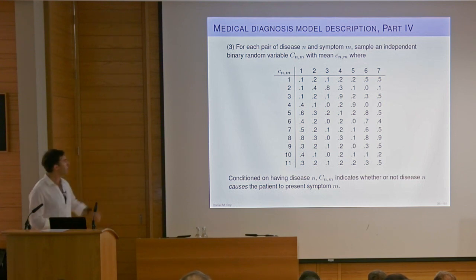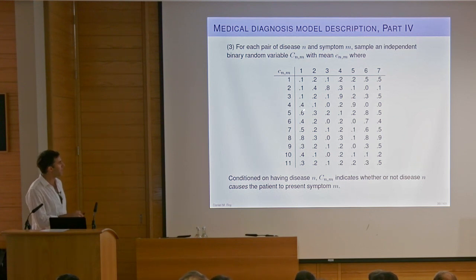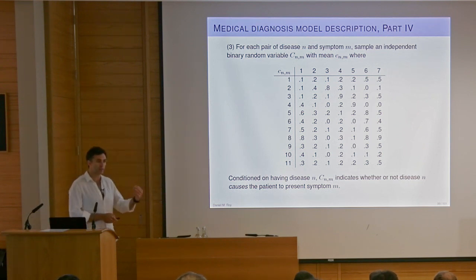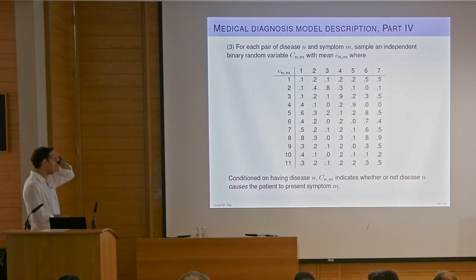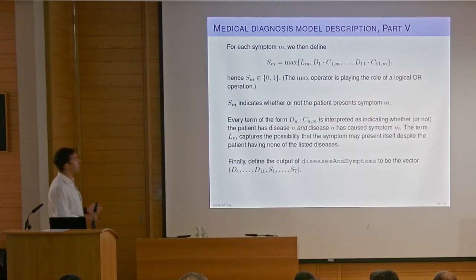So what does this mean? For example, if this entry here is relatively high, that means that this variable is likely to come up 1. And this variable, C51, if it's on, then this says, well, if you do have disease 5, then 5 is certainly going to cause symptom 1 to appear. So C stands for cause.